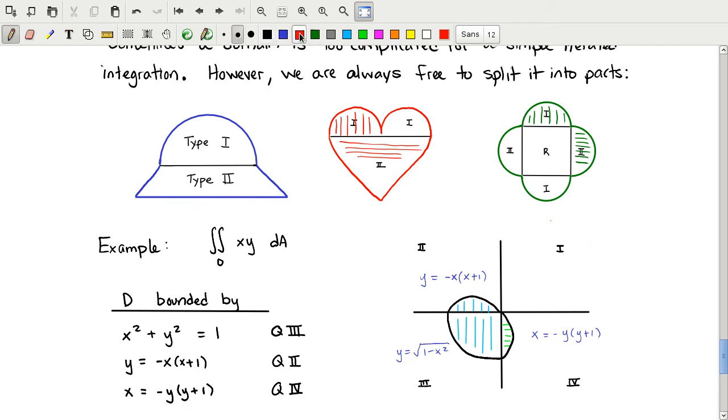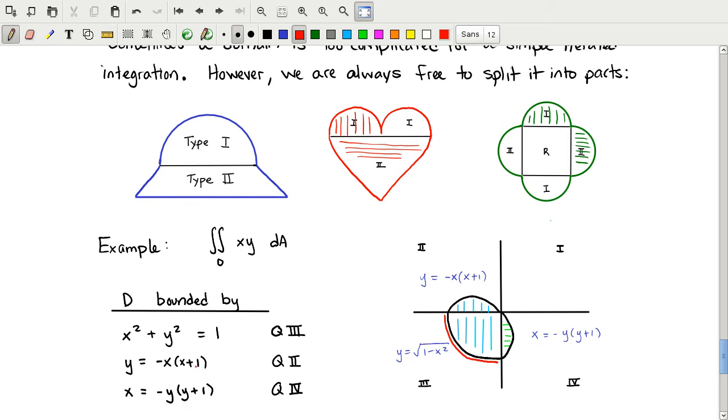So we have the integral over a domain of the function xy, where the domain is bounded in the third quadrant by the unit circle, in the second quadrant by this function here, and in the fourth quadrant by this function here. So here's our boundary in the third quadrant, the unit circle.